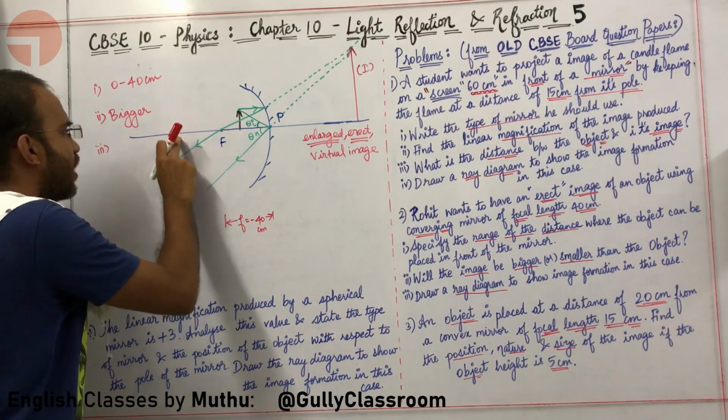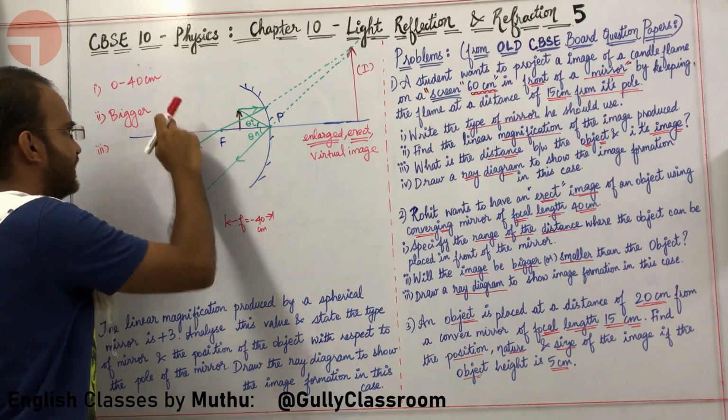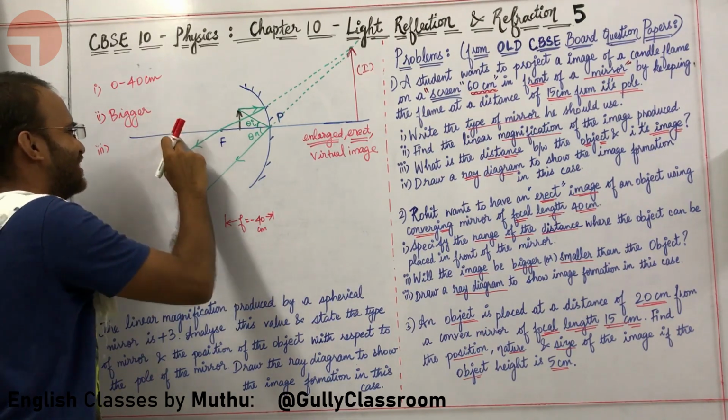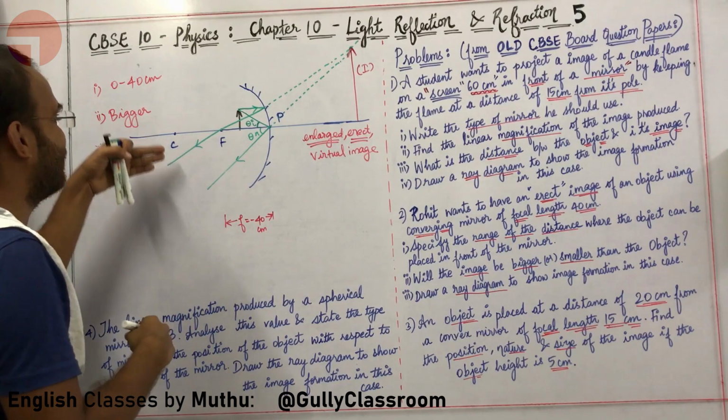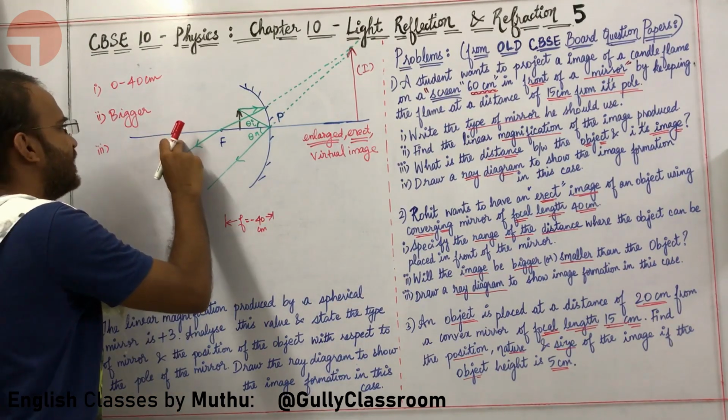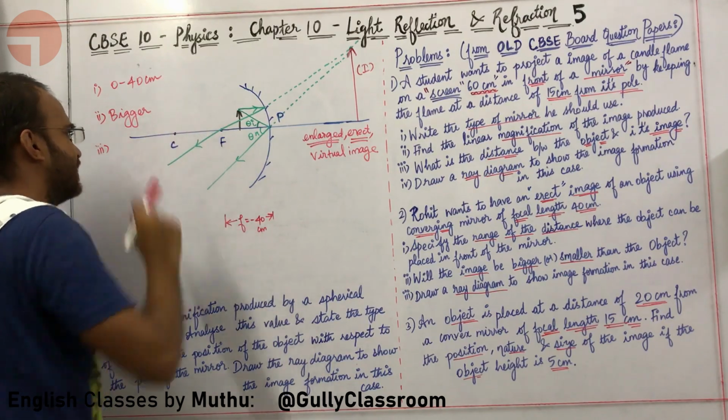What about at a point on C? If the object is present at C, the image will be present right at the bottom. The image will be real, inverted and same sized. C is very special. The image will be real, inverted and same size.